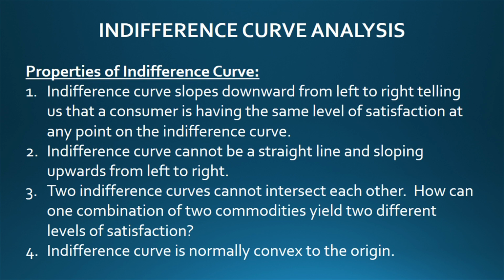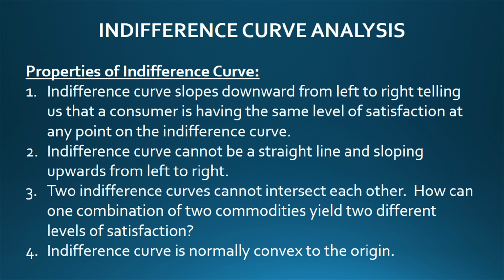Indifference Curve Analysis. Properties of indifference curve. 1. Indifference curve slopes downward from left to right, telling us that a consumer is having the same level of satisfaction at any point on the indifference curve. 2. Indifference curve cannot be a straight line sloping upwards from left to right.